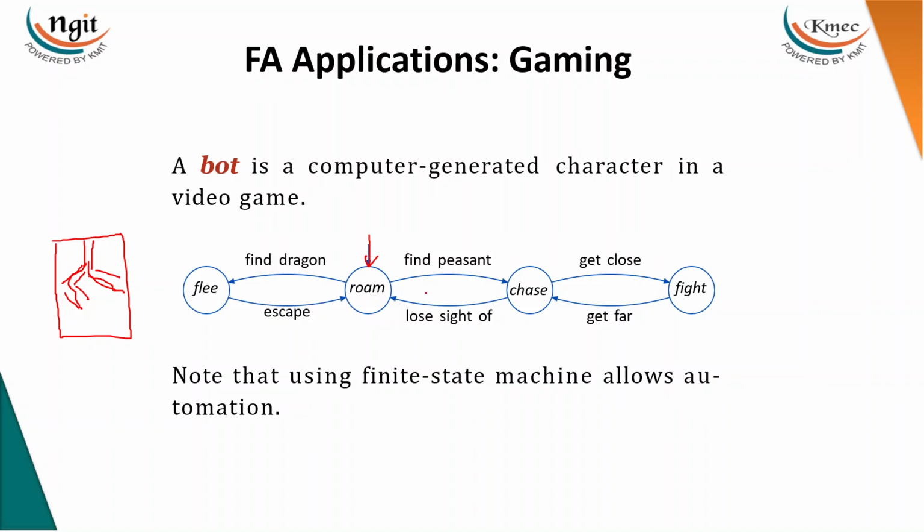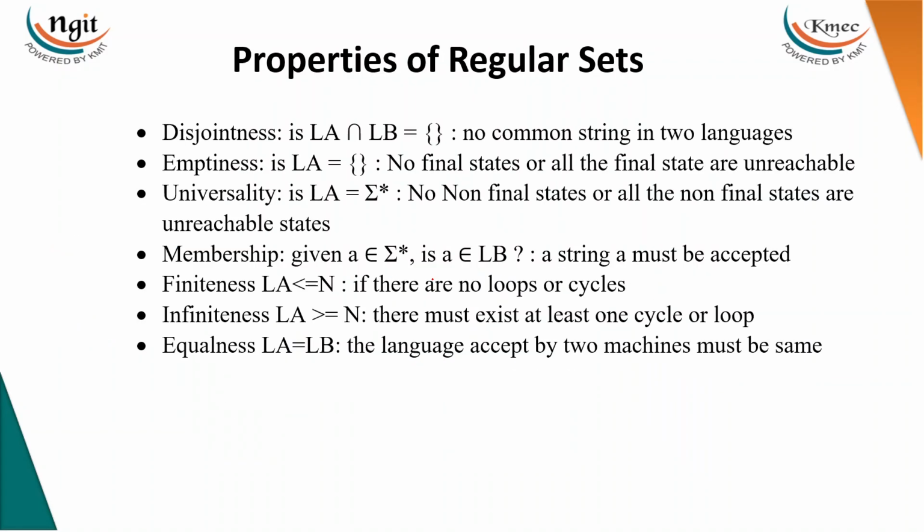So like that, you have to specify the behavior of the bot in the game with the machine. So that's called finite automata. Right? So let me go with the properties of regular sets. See guys, we are going to have two properties. One is decidable properties. Another one, closure properties. So let me tell you something before starting the concept of decidable properties especially.